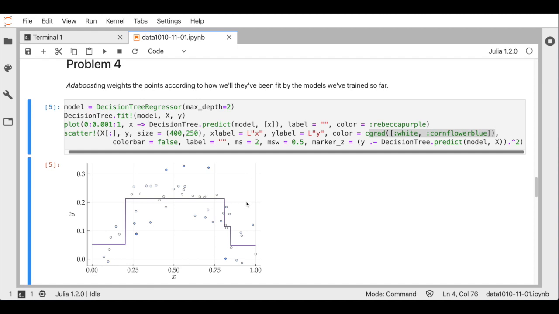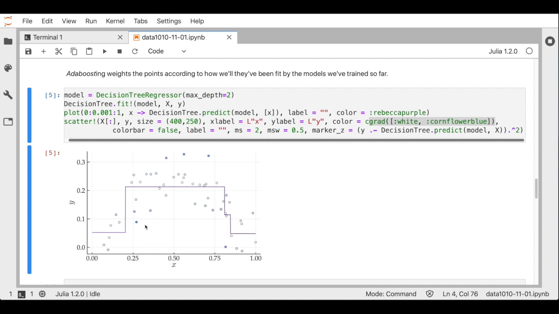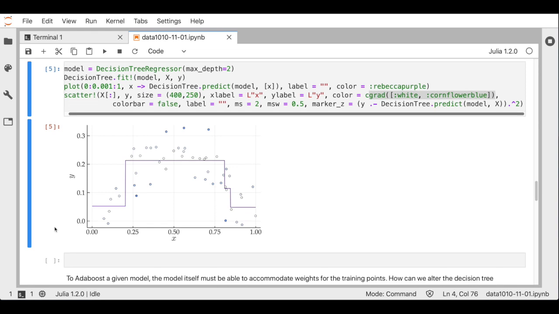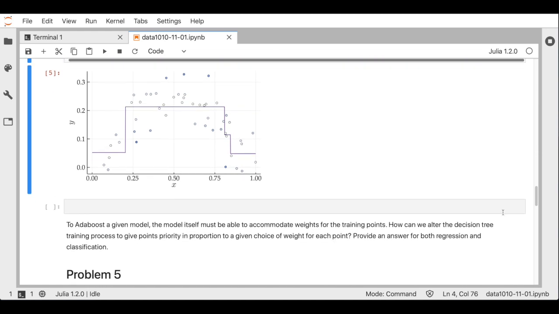But when we go to train the second model here, we need a way to say these points are high priority and these other points are lower priority. In other words, we need to be able to weight our training observations. And that's not something we've talked about how to do, so we have to think about that. And it's a useful exercise. How can we alter the decision tree training process to give points priority in proportion to some given weight instead of giving every point equal priority?